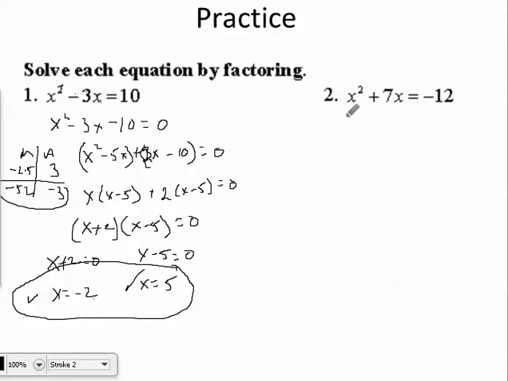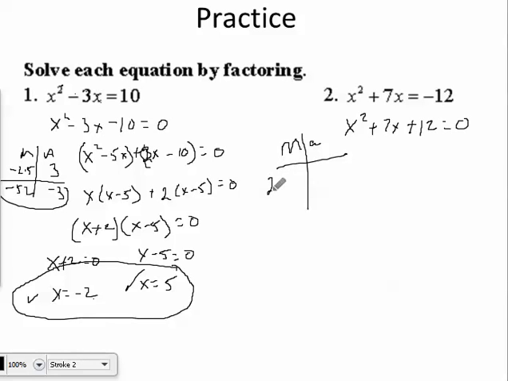This one, same thing. X squared plus 7x. I got to get that 12 over here, so I'm going to add 12 to both sides. Equals 0. Now I'm going to look at my mama tree. I got a mama. Okay? I'm going to eliminate 12 and 1 because I know that's not going to work. Everything's got to be positive.